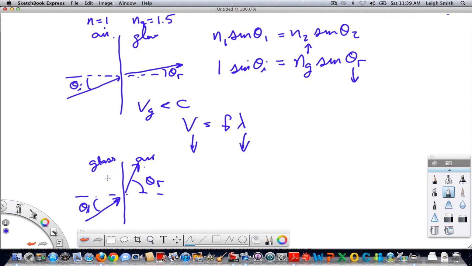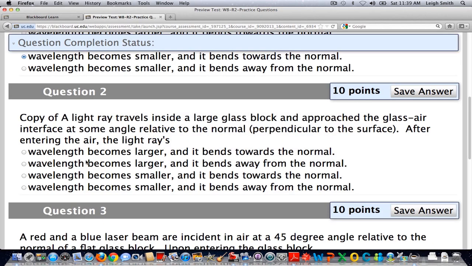And in particular, since the velocity increases, the wavelength increases, kind of in reverse. So the velocity here is less than the speed of light. Here, the velocity is equal to the speed of light in the air. So as it goes into the air, the wavelength becomes larger, and it bends away from the normal.